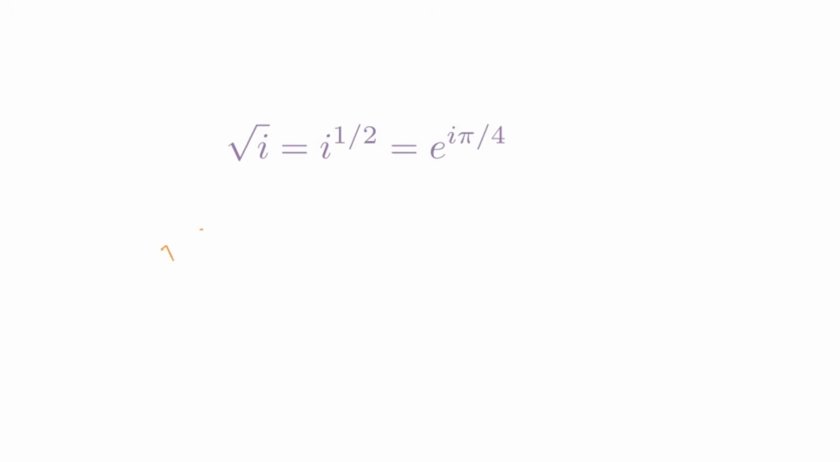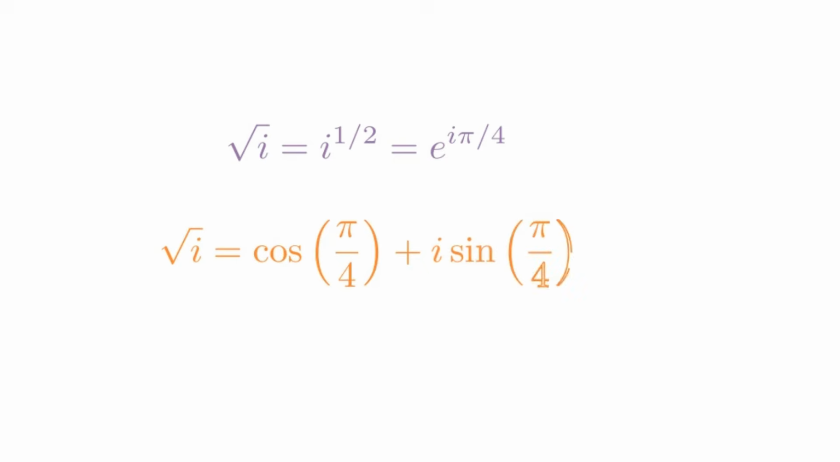Now take square root iota. This gives e^(iota pi/4). Using Euler again, square root iota equals cosine pi over 4 plus iota sine pi over 4. So finally, square root iota equals (1 plus iota) over square root 2.